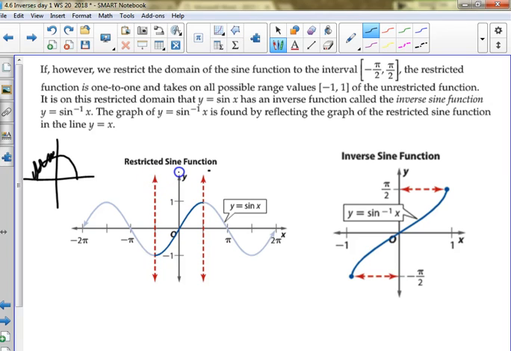Why did they not pick like 0 to pi for the restriction? Because it still wouldn't pass the horizontal line test, right? Why didn't they pick 0 to pi over 2? Just that little piece. Okay, good job. So what they did is they restricted it as close to the origin as they could, where it would cover all the values from -1 to 1. So they did from what to what? Where are those two red lines?